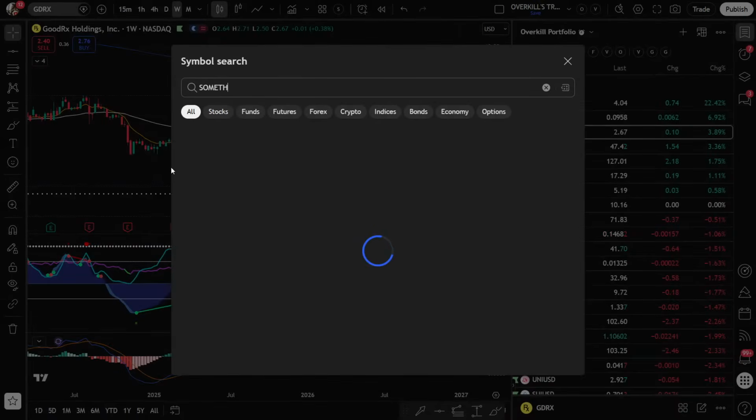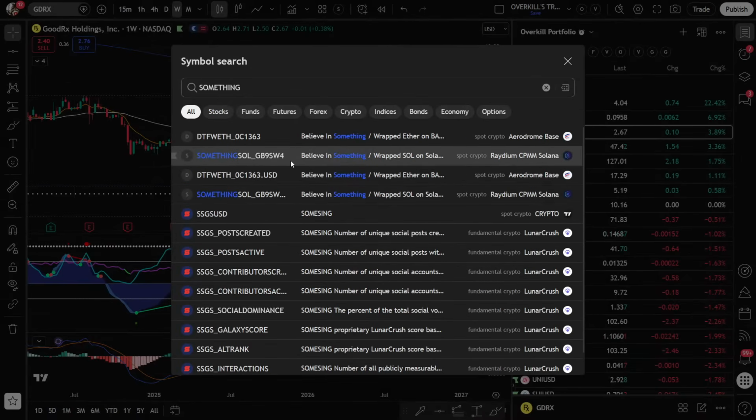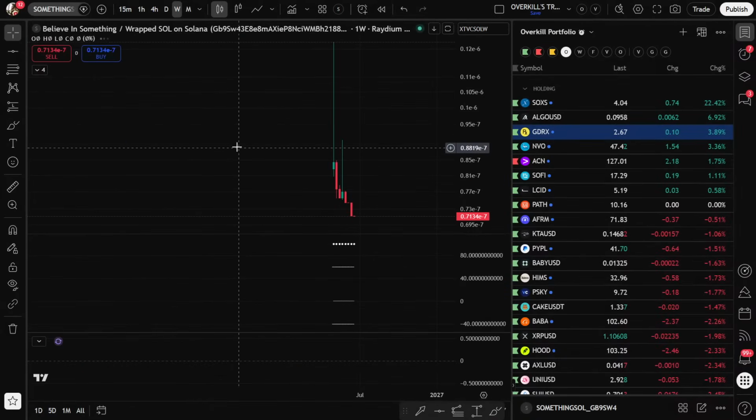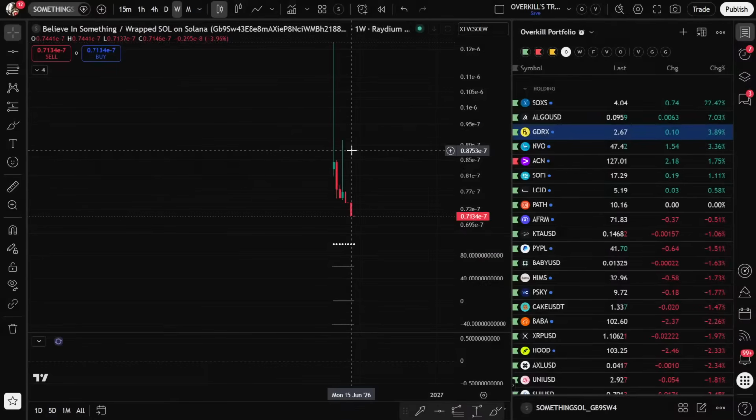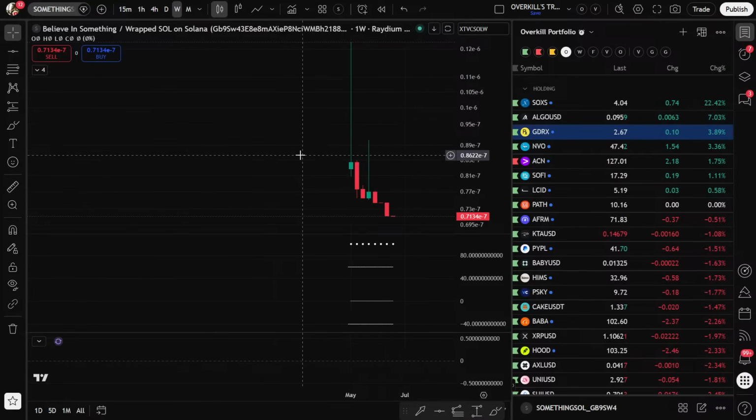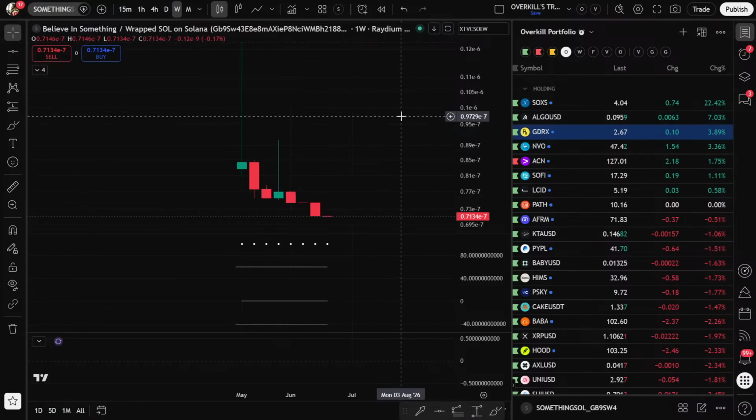What do you guys keep saying something for? There is no something. If it's a meme coin, guys, we just don't trade meme coins here. I see a lot of you guys requesting this name. I don't know what this is. There's no something ticker on. If you're talking about this Solana meme coin, we don't mess around with the meme coins.